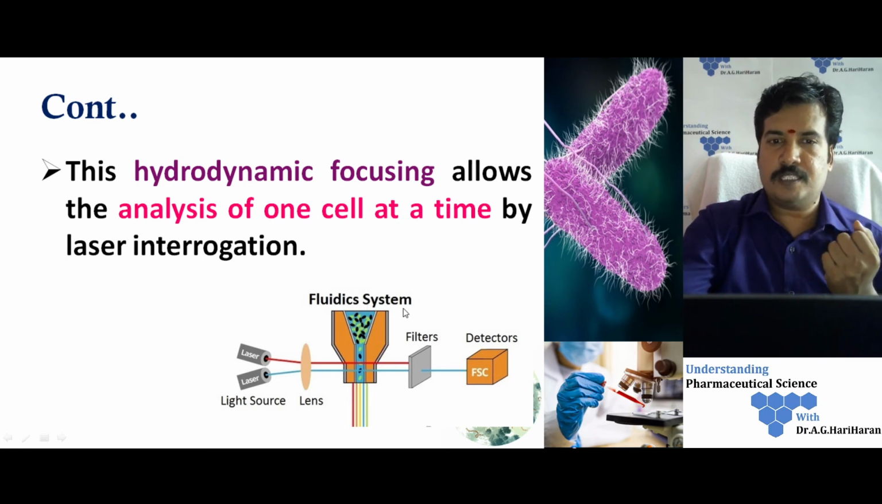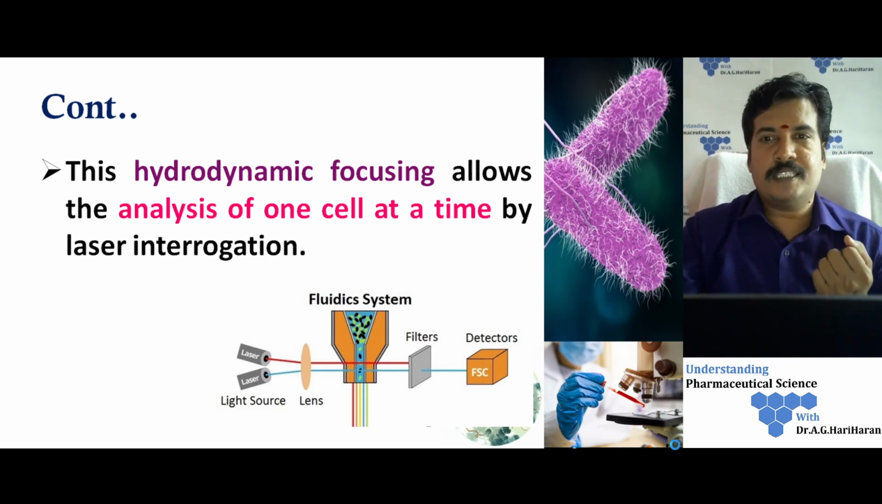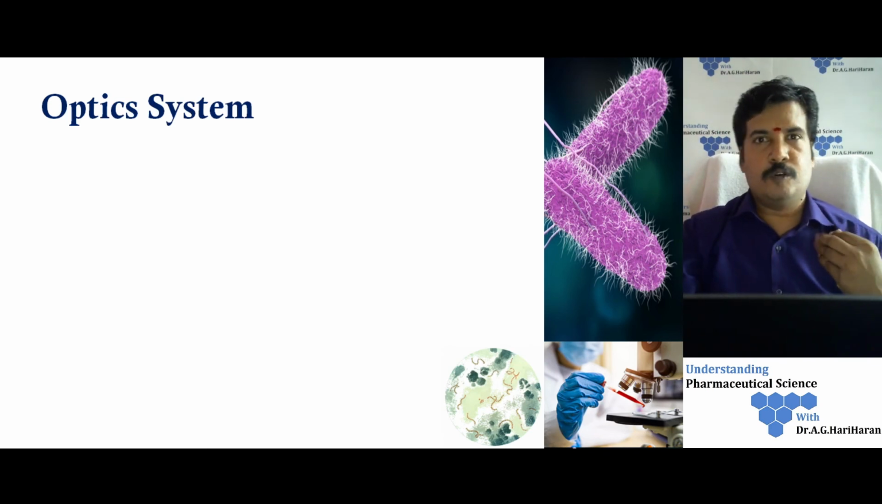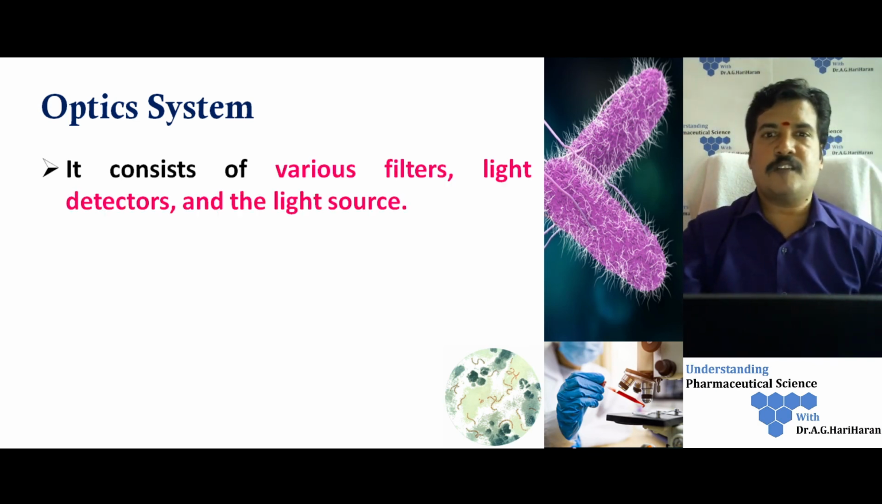If the fluidic system fails to pass a single cell at a time, it leads to confusion in the counting of the cells as well as their physical characteristics. So the second part is an optic system. The optic system is the core system. Once the fluidic system sends a single cell, this optic system comprises three things.